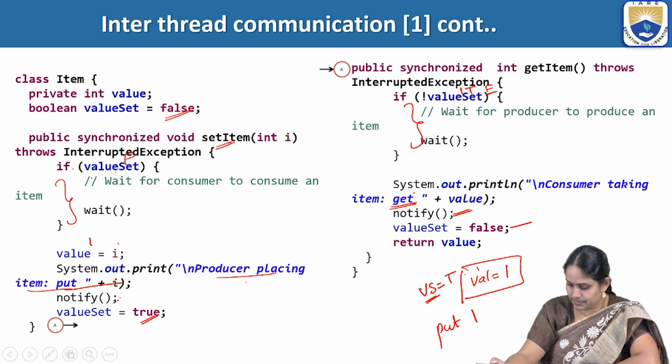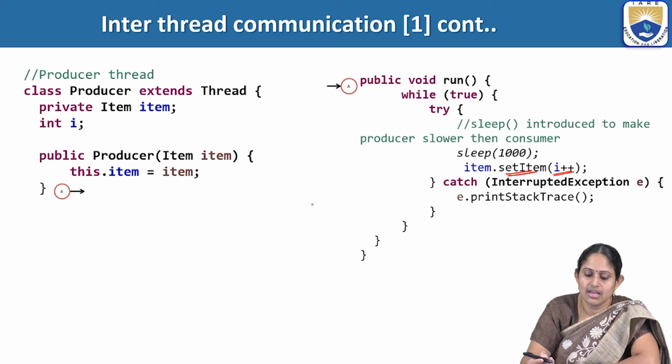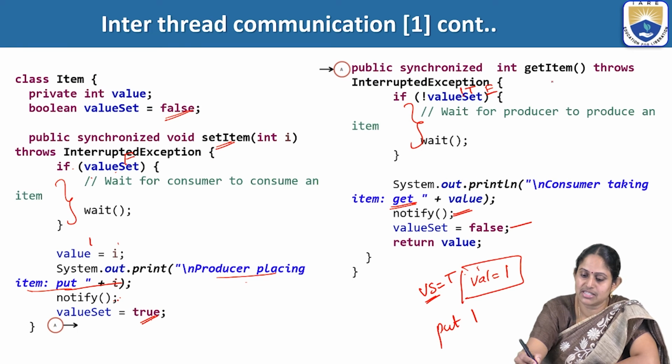So once the value set is set to true, the consumer will start executing. So the consumer will call get item again. Once it calls get item, it will come here. The value set was true, so not true means this will be false. So the if block won't be executed. It will come to the rest of the statements.